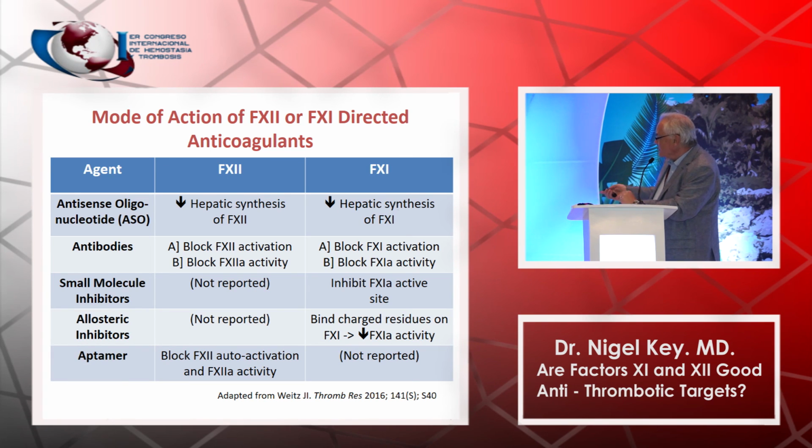And it's reversible. Antibodies are being developed to 12 or 12A, and similarly for 11 or 11A. For some reason I don't really understand, it's very difficult to develop small molecule inhibitors of factor 12, but there are 11A small molecules in development, and the same with allosteric inhibitors.